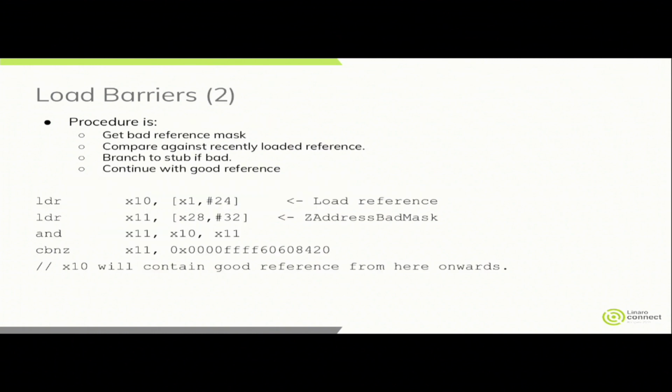Now what this looks like on AArch64 is, first of all, we have to get an idea of what a bad reference looks like. So we're loading that from the thread pointer x28 into x11. We're loading the object reference into x10 here from some other object, and then we're doing an AND and a compare and branch. Most of the time, you won't get a bad reference, you'll get a good reference, and so you continue on with a good reference. If you've got a bad reference, this will then branch to a stub, which will then do the fixing up of that reference.